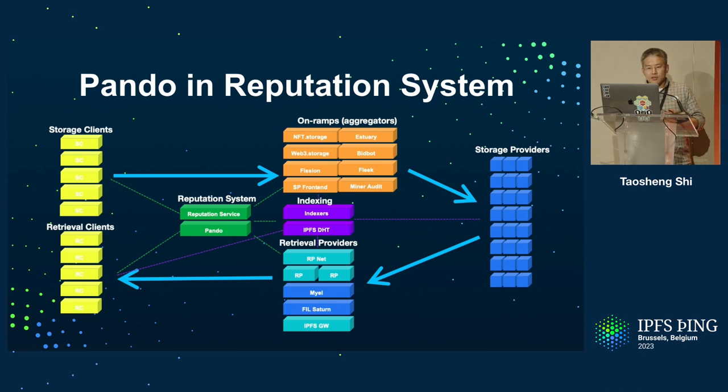Just like I have mentioned before, the storage clients and the retrieval clients will get the metrics from the reputation system to choose the best or better storage providers. You know, the Filecoin network is different from other blockchain networks. It is a storage service network and a retrieval service network, different from Ethereum and Bitcoin. Different storage providers have different requirements and different benefit requests, so they have different services. So the reputation system could give a list of storage providers for the storage clients and other stakeholders in this ecosystem.